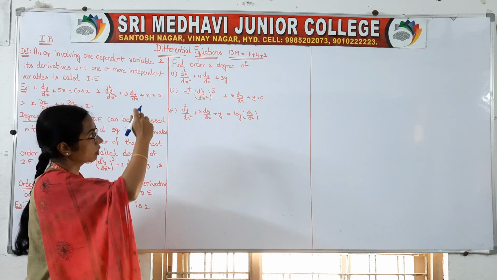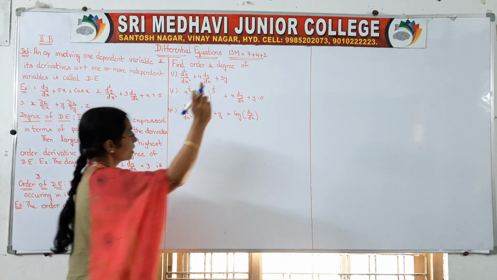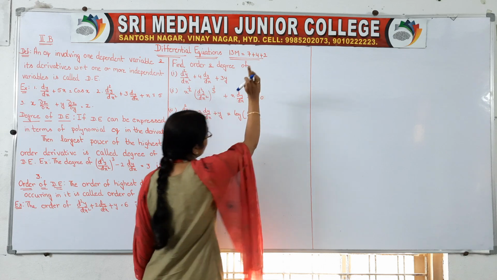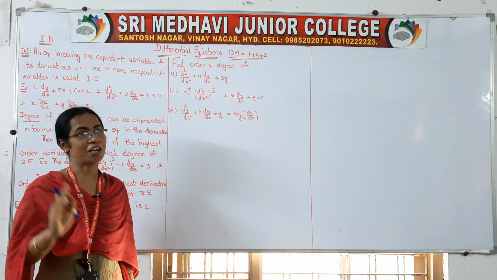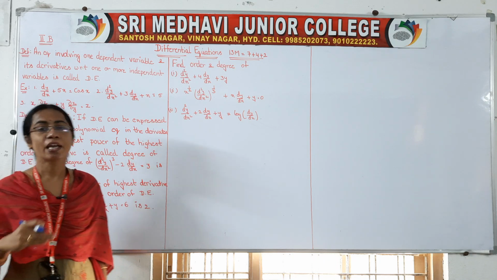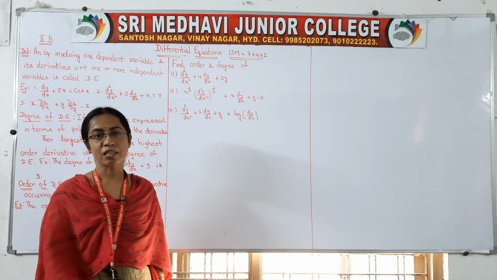From this topic you are going to get 13 marks in the final examination. One 7 marks question will be there, one 4 marks question, one 2 marks question. That means all types of questions are there. A long question is there, a short question is there, a very short answer question is also there, right, from this topic.